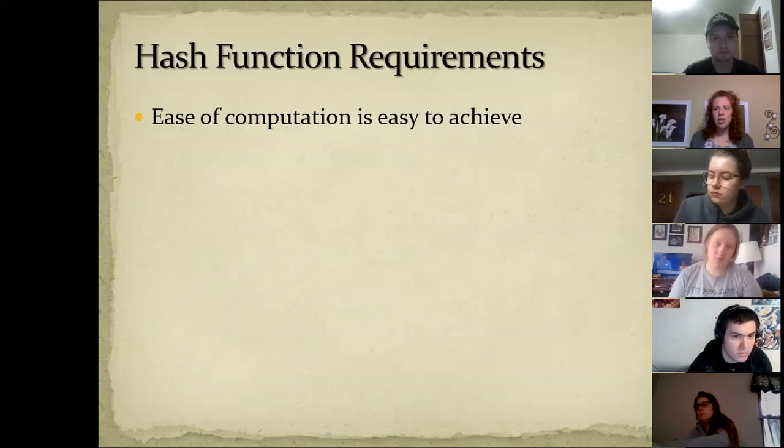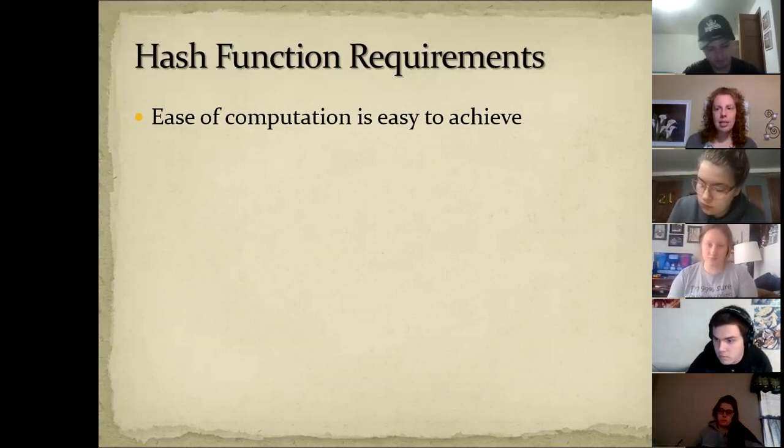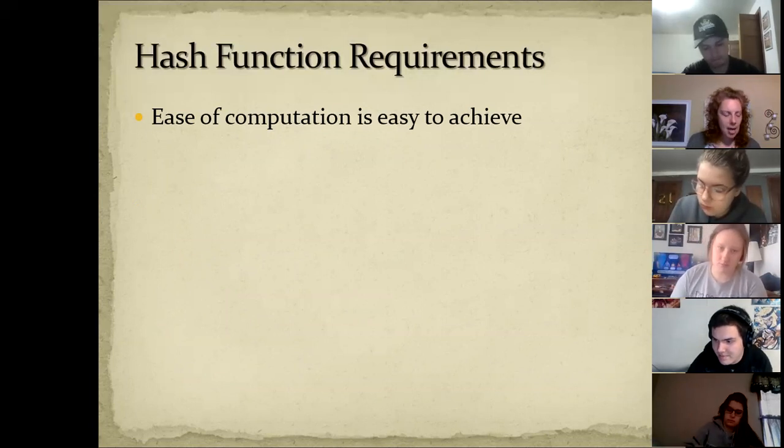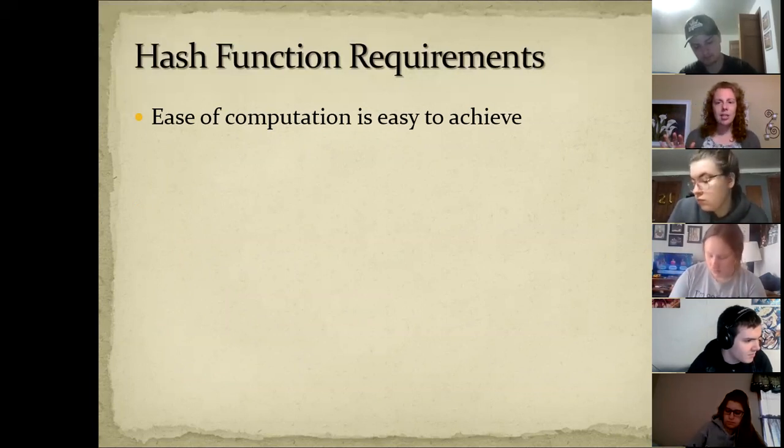Ease of computation, sure, no problem. That's not a big deal at all. Easy, easy, easy. Addition, subtraction, multiplication, as long as I use operations that I know are fast, ease of computation is no big deal. Fine, no problem. Easy, easy.